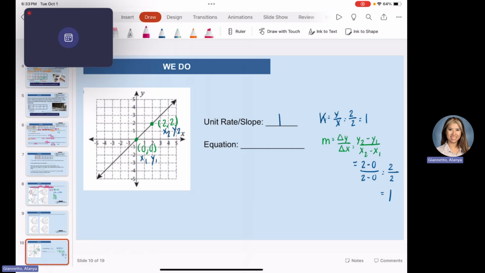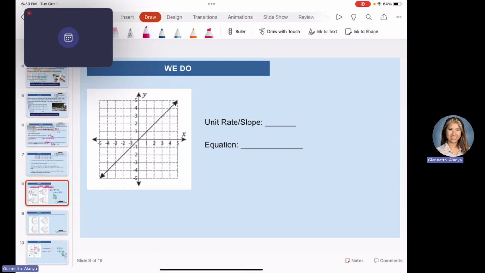change in x, right? So visually, we can see that our change in y is 2 because we went up 2 units up. Then our change in x is also 2 because we went 2 to the right. So that also explains this 2 over 2, which is 1. And of course, because we have our unit rate or slope, we have y is equal to 1x.